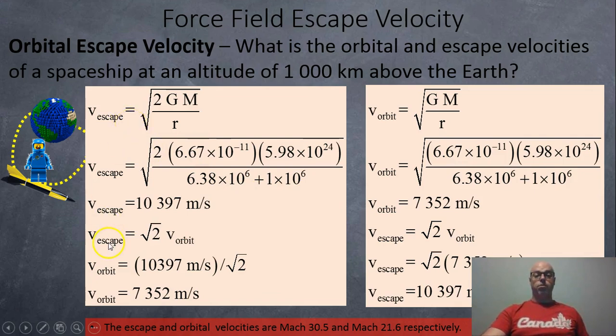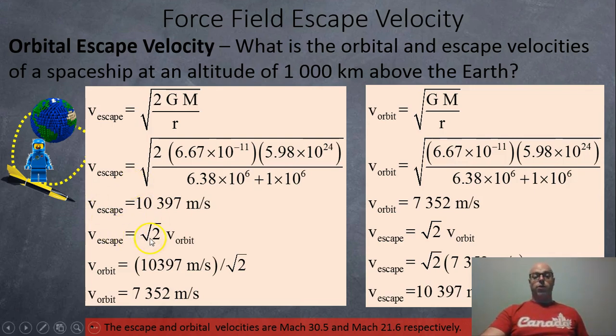So escape velocity is literally √2 times your orbital velocity. So if we take a look at a ship that's at an altitude of 1,000 kilometers above the Earth, we have the radius of the Earth, 6.38 times 10 to the 6. We add the altitude, 1 times 10 to the 6 meters, or 1,000 kilometers. And we would find your escape velocity would be 10,397 meters per second. This is definitely less than the escape velocity from the surface because you already are moving and you're already further away from the planet.